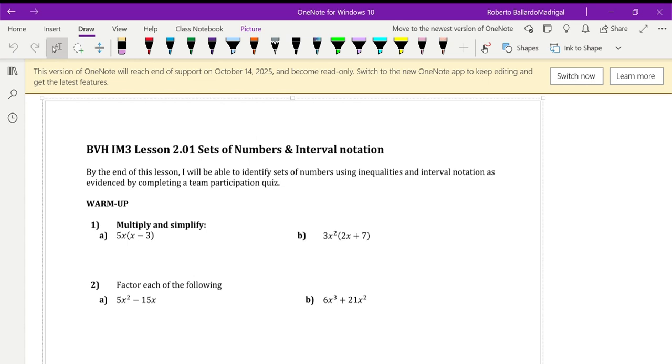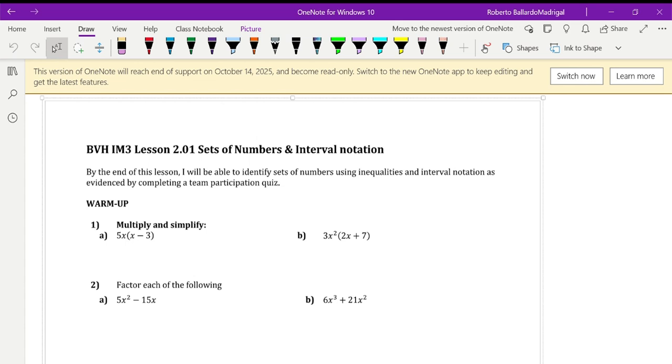So hopefully you learned in IM2 last year because a lot of you guys had Mr. Gaitan or Ms. Hernandez or Ms. Flores, and they're all great teachers. So all of you should know how to factor. You guys should know how to factor. That's actually what we're going to do in this unit.